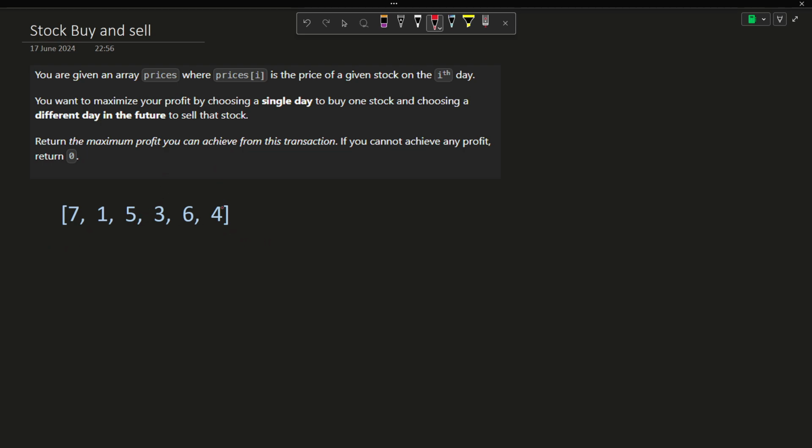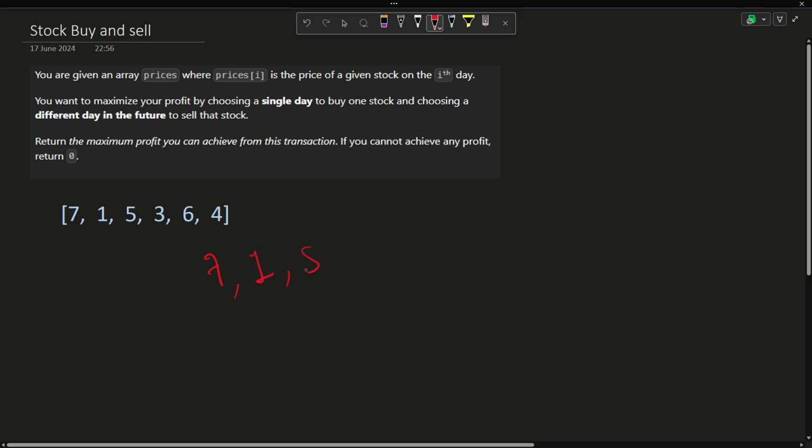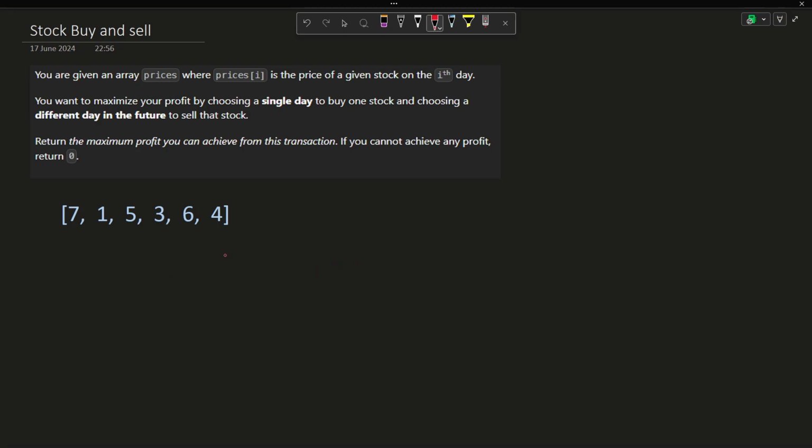Initially, suppose we start from index 0, so we know this value is 7. Then we traverse in the right direction, and we know the value is 1, then we know the value is 5. I'm saying this because of the nature of the array: if we are on the first index, we don't have the information about which value is the highest in the rest of the array.